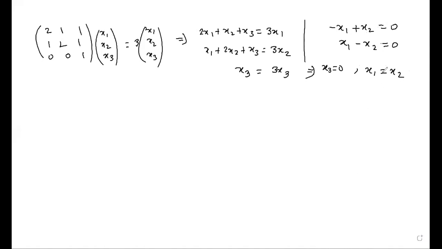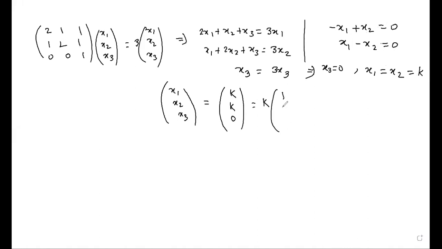From the above two equations, x1 equals x2, and we can take it as some k. So what is the eigenvector? The eigenvector is x1, x2, x3, which equals k, k, 0. Taking k common, the eigenvector will be (1, 1, 0). So this is the eigenvector corresponding to the eigenvalue lambda equals 3. Is it clear?